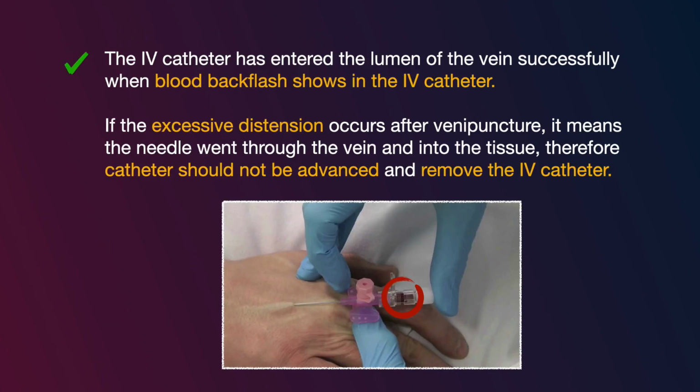The IV catheter has entered the lumen of the vein successfully when blood backflush shows in the IV catheter. If excessive distension occurs after vein puncture, it means the needle went through the vein and into the tissue. Therefore, the catheter should not be advanced, and the IV catheter should be removed.